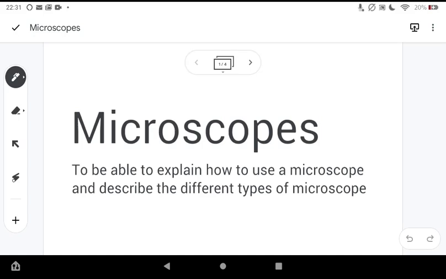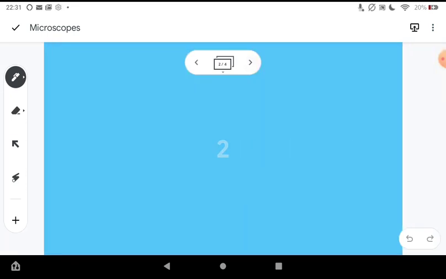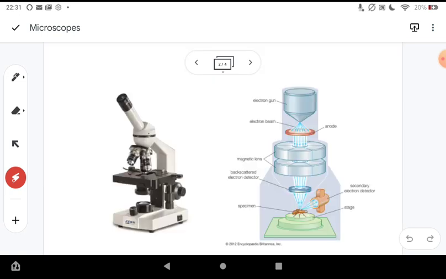Microscopes and how we use them to draw biological images. So I'll run through a few things. We're going to start with two kinds of microscopes. The one on the left is a light microscope. The one on the right is a scanning electron microscope. Now, you also have transmission electron microscopes, and we'll go into the difference between the two in a second.